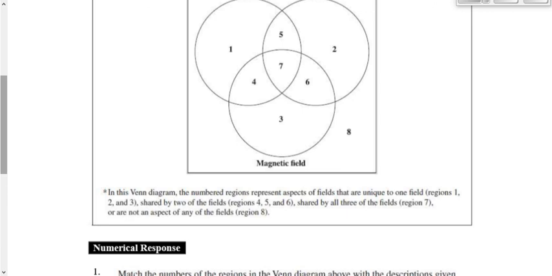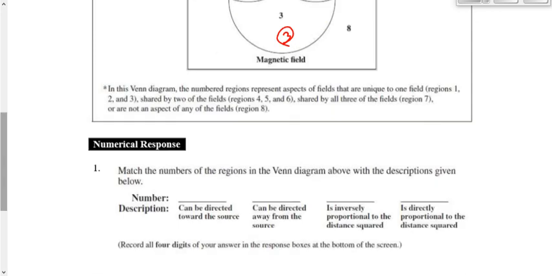So you can see that if you call this circle 1, circle 2, and circle 3, okay, 1 and 2 have this one in common, 1 and 3 have this one in common, 2 and 3 have this in common, and then 1, 2, and 3, all of them have 7 in common. And then number 8 means none of them, right? Okay, none of them. So what do we got here? Match the numbers of the regions in the Venn diagram above with the descriptions given below. We start off relatively straightforward, I think, can be directed toward the source.